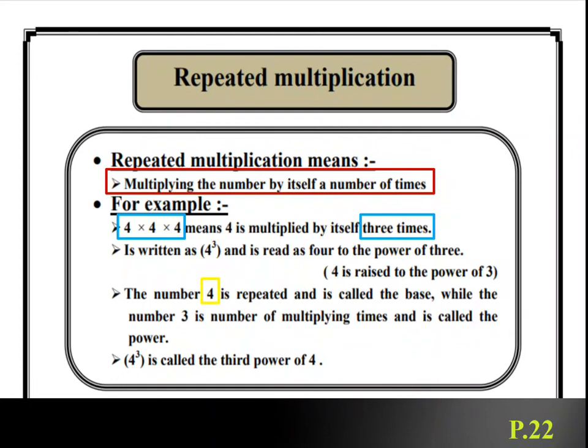The number 4 is repeated and is called the base, while the number 3 is the number of multiplying times and is called the power. So if I have a number like 4 power 3, my number 4 here is called base, and the power here, which is 3, is called power. Okay?